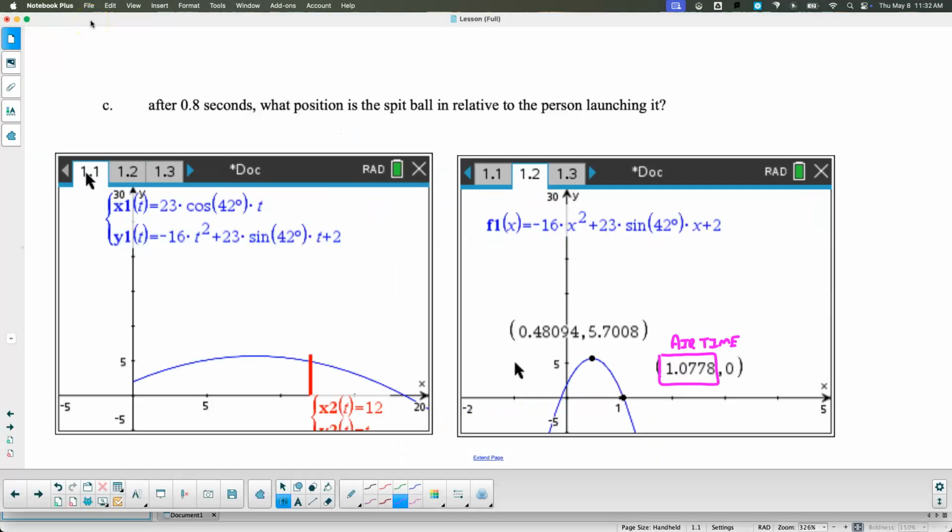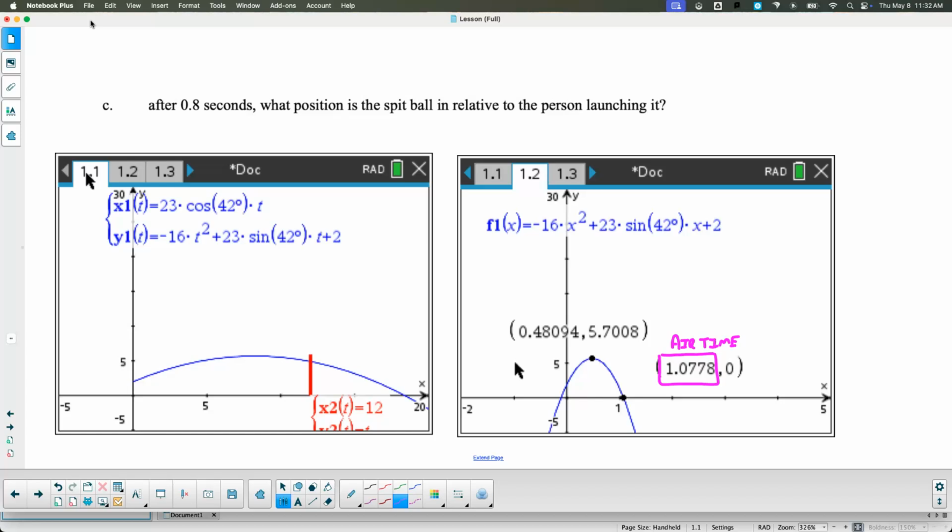It asks for what position is the spitball relative to the person. So we need to know how far away it is and where it is vertically. So we plug that 0.8 into both t-values, both the t-value here and the t-value here and here. And then you get the distance and height. Yep. The x will give you the distance, y will give you the height.